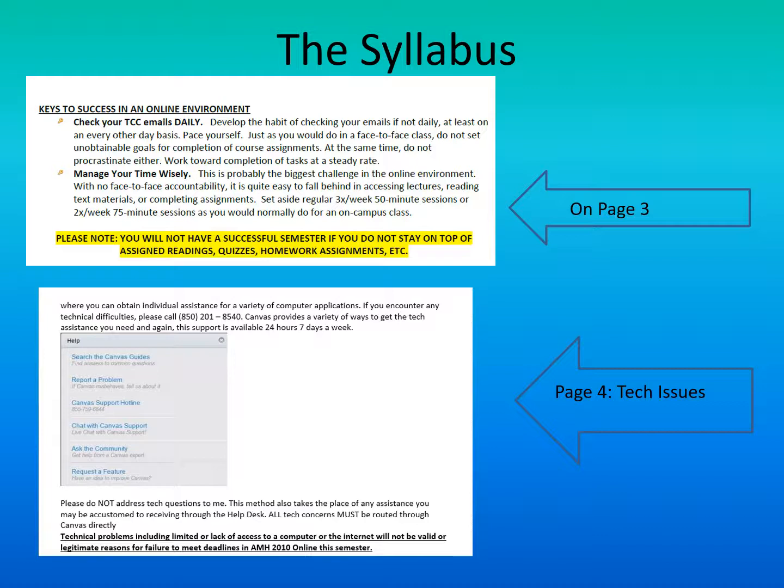Going over to page 3 and continuing on over to page 4, you will note that I have included detailed instructions for what to do in the event of technical difficulties. My area of expertise is not in the technological aspects of this course. I am the content expert. So please, pretty please with cherries on top, do not direct any tech questions to me. Please follow the protocols outlined in pages 3 and 4 of your syllabus, and please note, as it states on the top of page 4, that tech issues will not be acceptable reasons for missing any deadlines in AMH 2010 this semester.